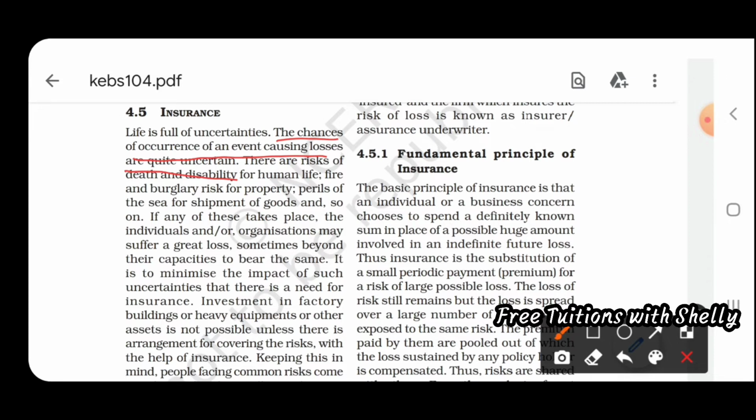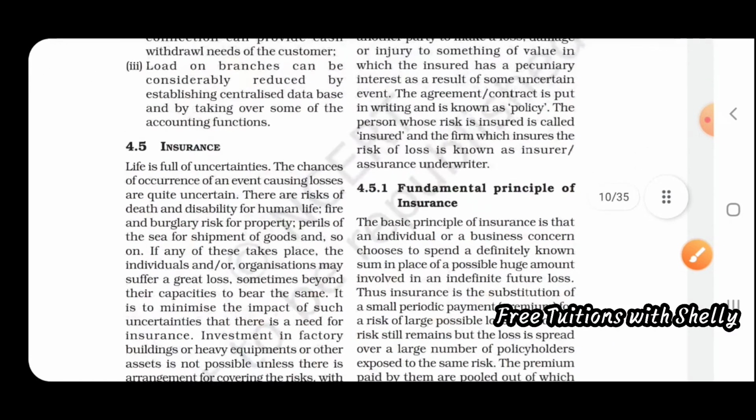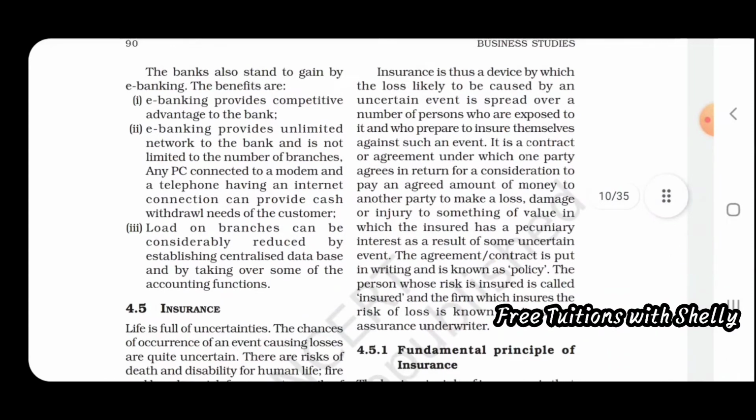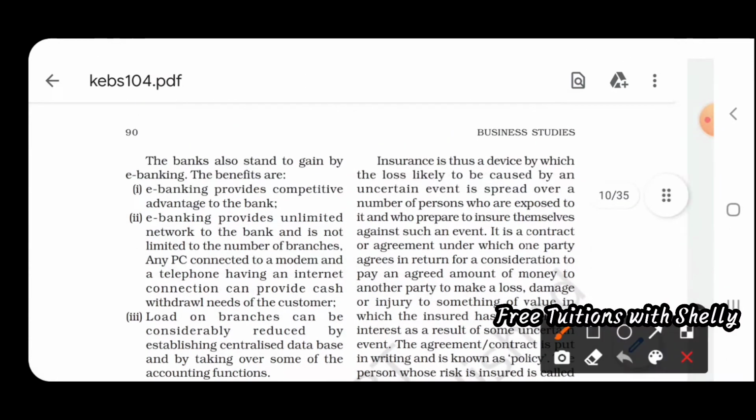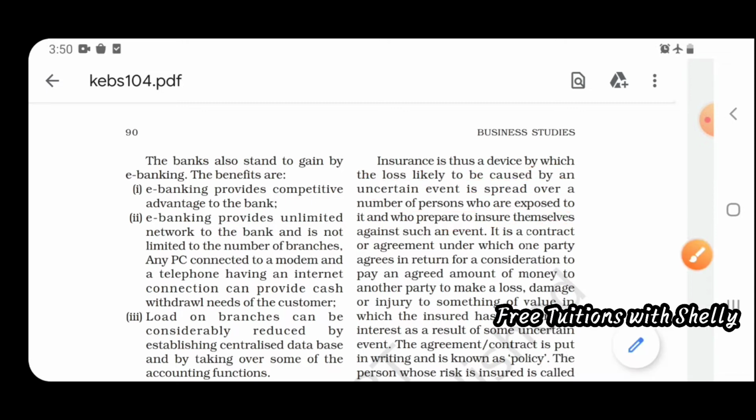So for lowering the risk, for protection, we take insurance. We can define insurance as: insurance is a device by which the loss likely to be caused by an uncertain event is spread over a number of persons who are exposed to it, who are prepared to insure themselves against such an event. So it means that we are insuring against the loss which is going to occur in the future. So for protection, we are taking insurance.